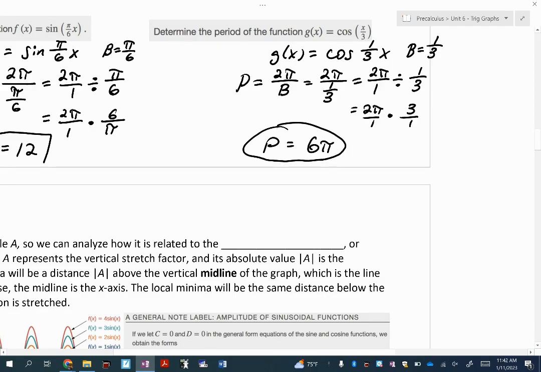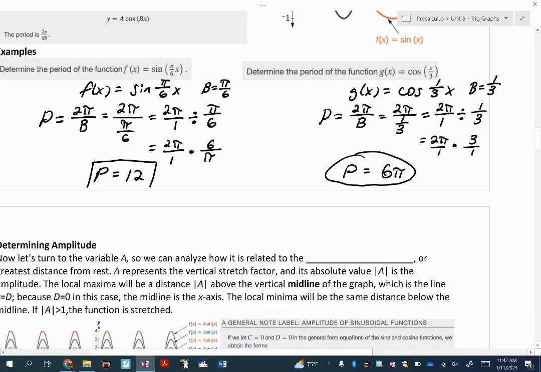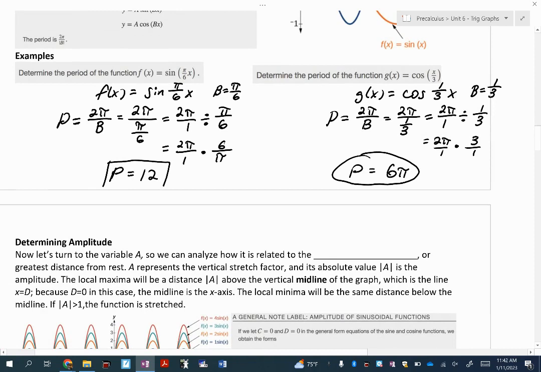What I tell students each year is that when you're trying to find the period, if your letter B has pi in it, like the first one had, your period will not. If your letter B, like the second one, doesn't have pi in it, your period will have pi. So there's always that back and forth between whether I'm going to have pi in the period or not. Just be aware of that.